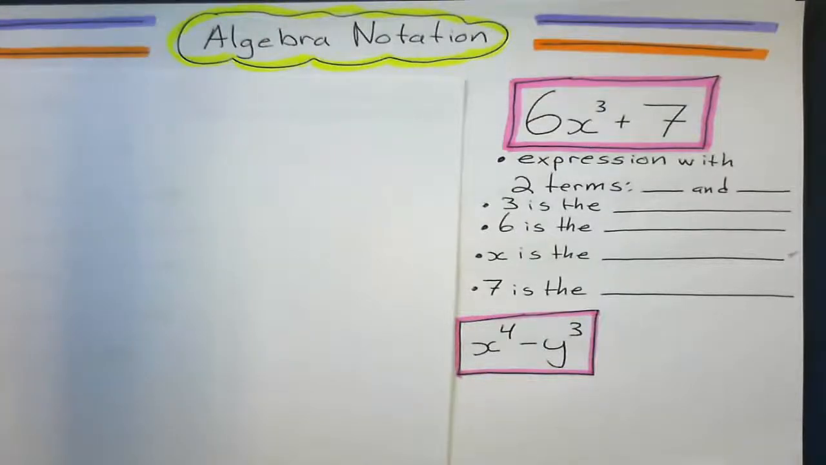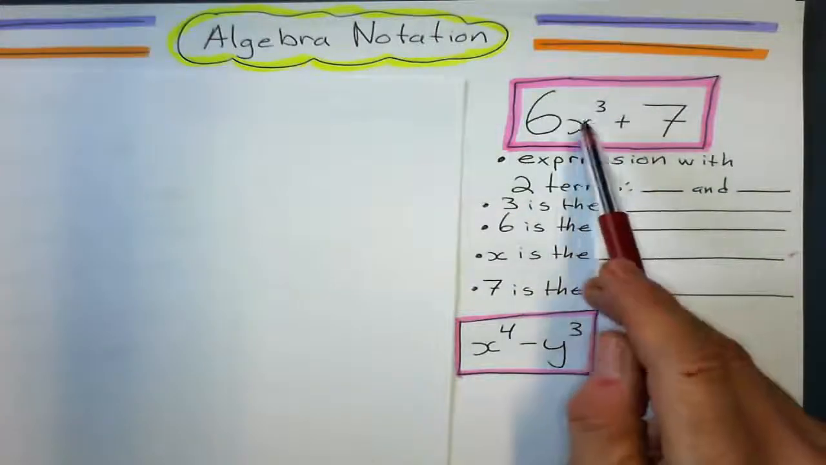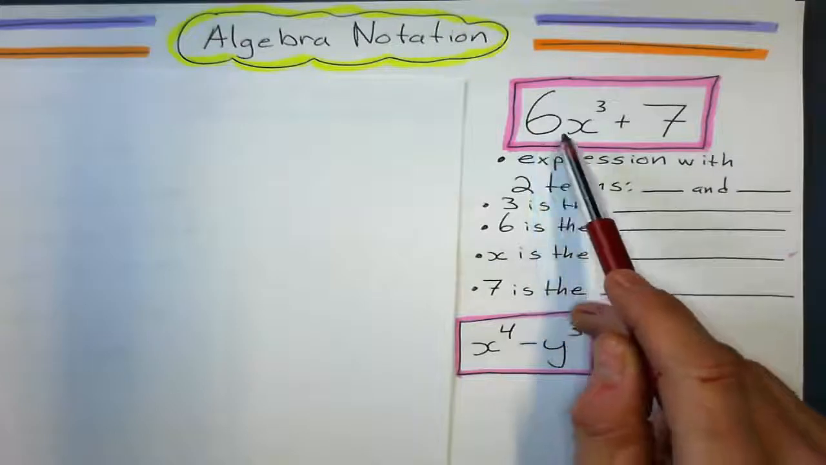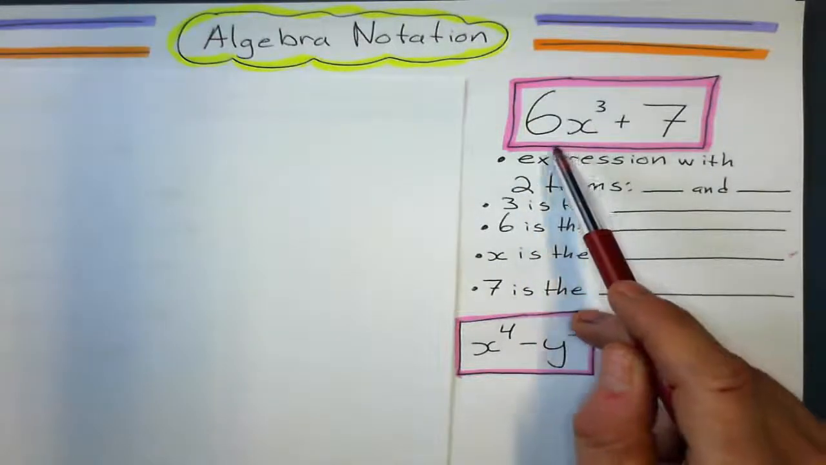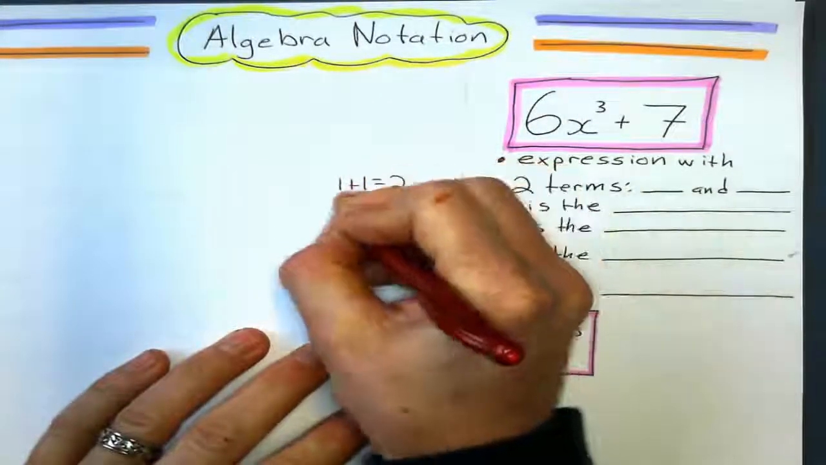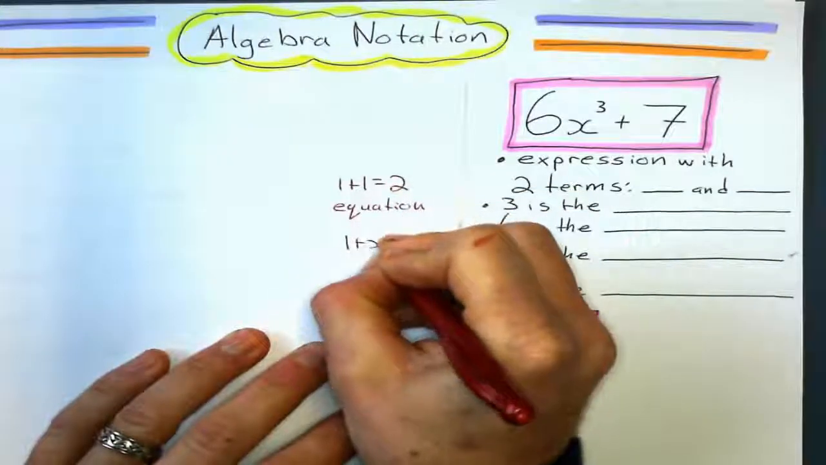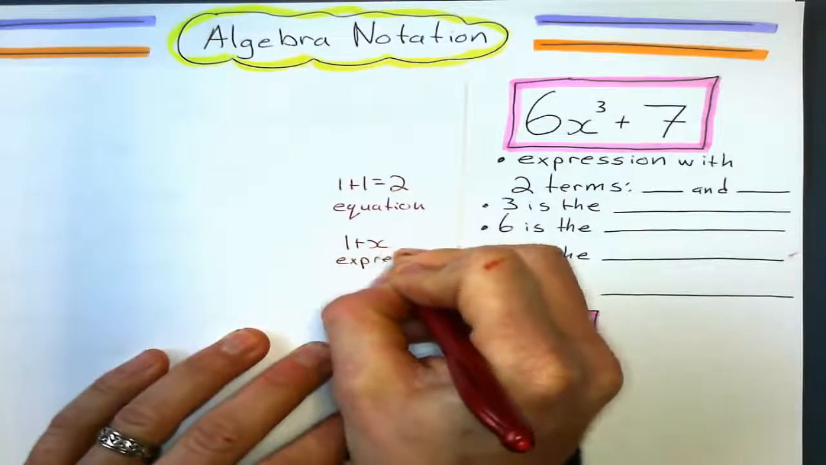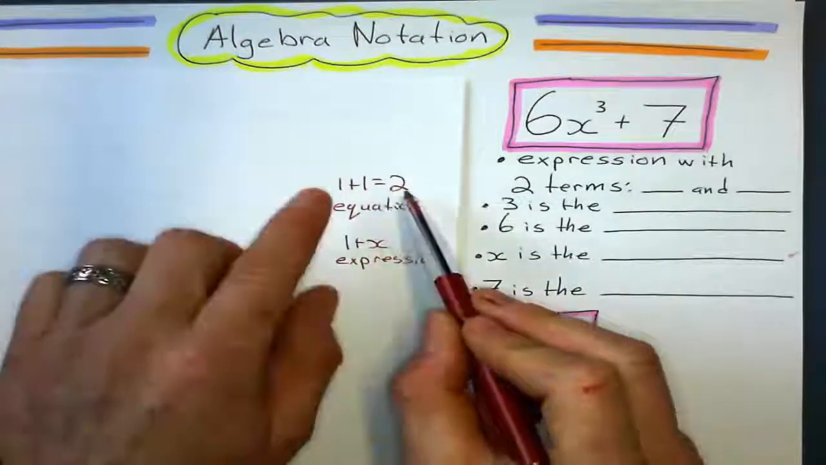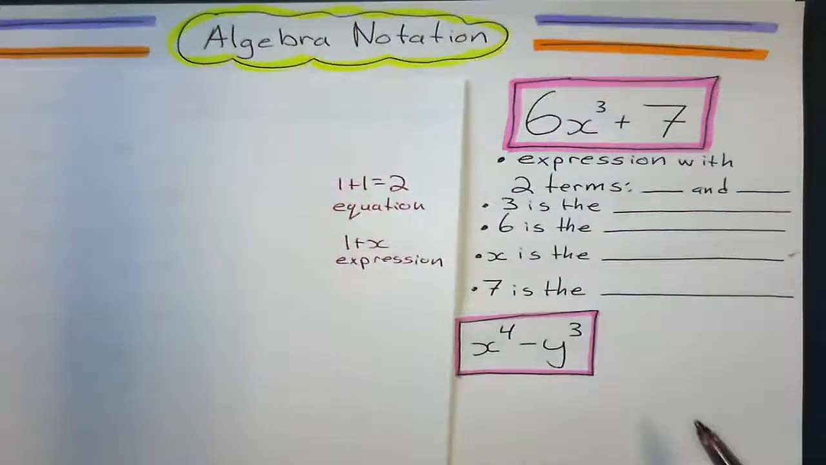So let's get some terms straight here with algebraic notation. Suppose I have 6x cubed plus 7. All right. First of all, that's called an expression. An expression is anything with no equal sign. All right. If it does have an equal sign, 1 plus 1 equals 2, that's an equation. All right. But if I just want to say 1 plus x, that's an expression. So that's the difference between an expression and an equation. An equation has an equal sign with two things on both sides of it. They can be numbers or they can be letters.